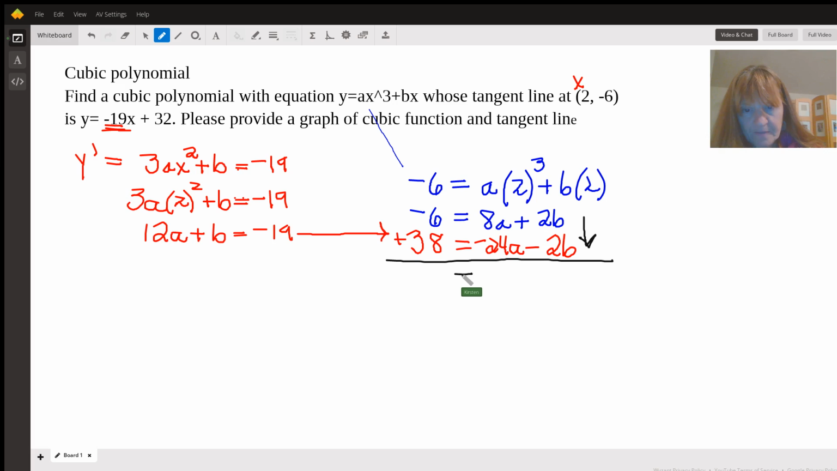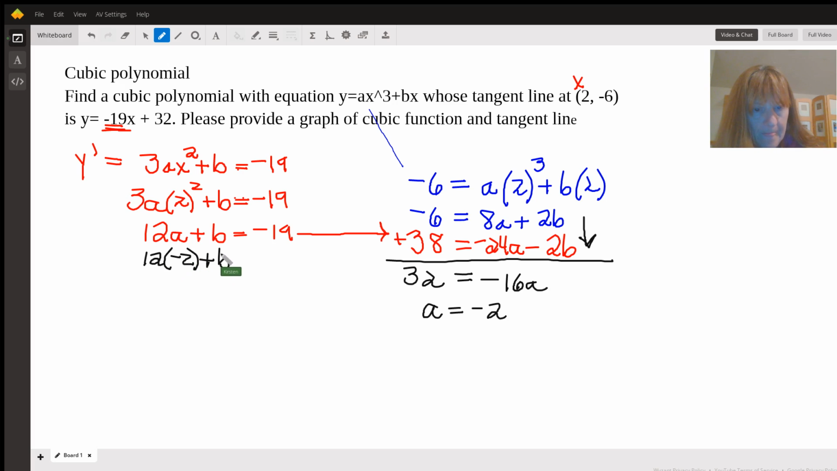The b's eliminate, and my result is that -16a is equal to 32. I can conclude from that the value of a is -2. Let's go find out what the b value is by substituting that a value in right here. Let's do a little bit more arithmetic. -24 plus b has to equal -19. So we have b is equal to 5.